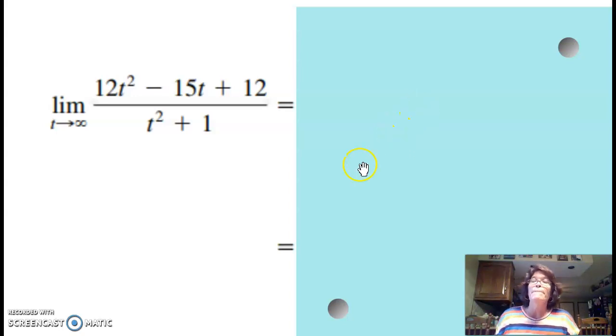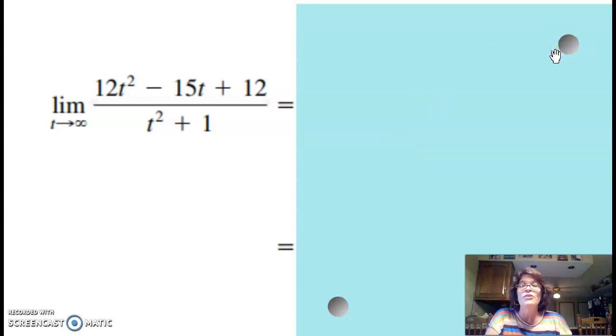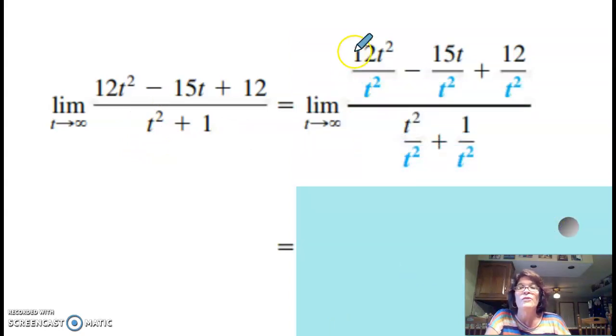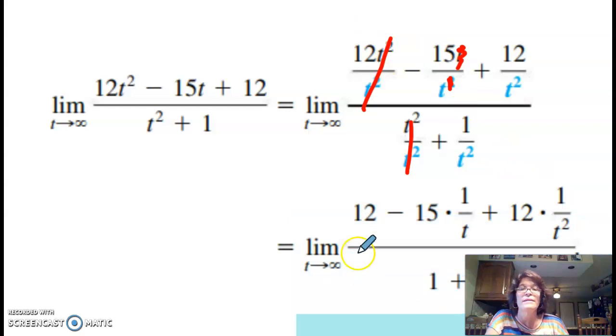We did this before, and we saw the graph. We know it approaches 12, and now I just want to show you why. What we're going to do is divide every single term by the biggest power of the exponent. So we're going to divide everything by t squared: 12t squared over t squared, 15t over t squared, 12 over t squared, everything over t squared. Notice the t squareds will cancel here, and this becomes a 1. That's about all we can do, giving us this.